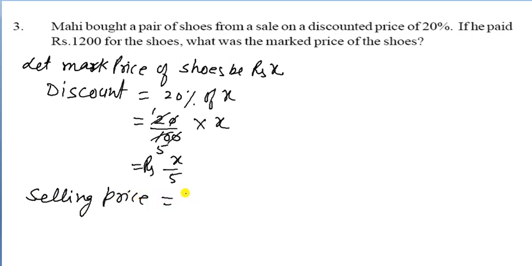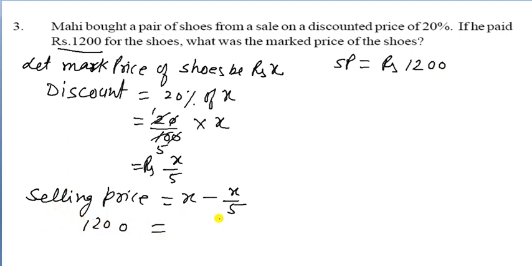Selling price. Mark price is X and discount is X/5, so that is subtracted from the mark price. Selling price is given as rupees 1200, not 1000. So 1200 is equal to, taking the LCM as 1 here, 5x minus 1x. So 1200 is equal to 4/5 of x.